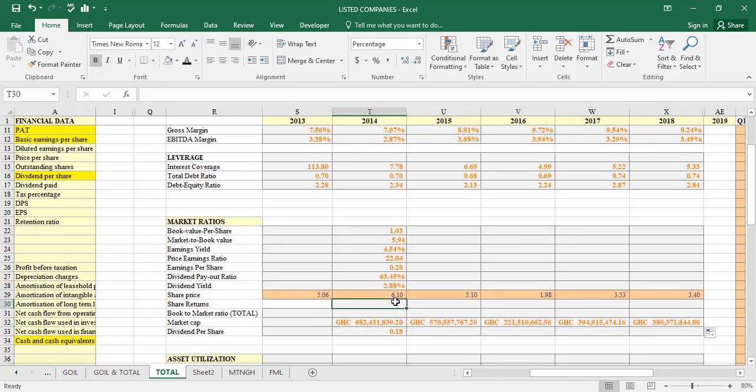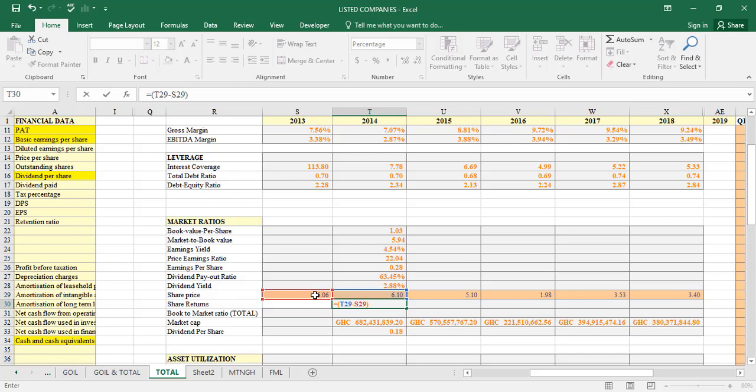Now let's look at the share returns. In this case, we want to look at the returns that shareholders of the company are going to receive if you had invested in the company from 2014, 15, 16, 17 and 18. So this is going to be the year-on-year share return. We will look at the current year, which is 2014, then we take out the previous year, which is 2013. Then we close brackets.